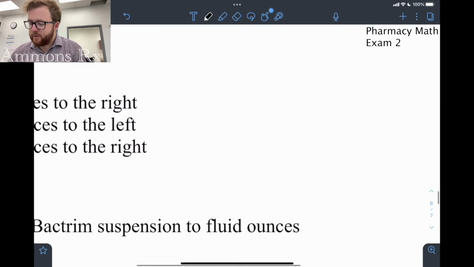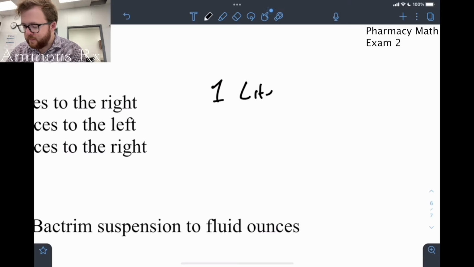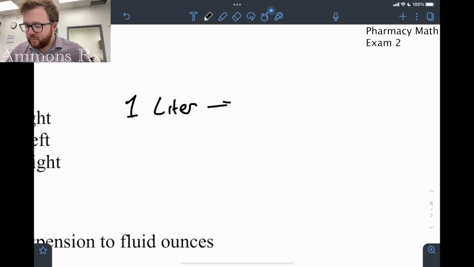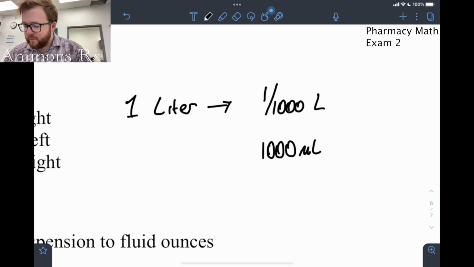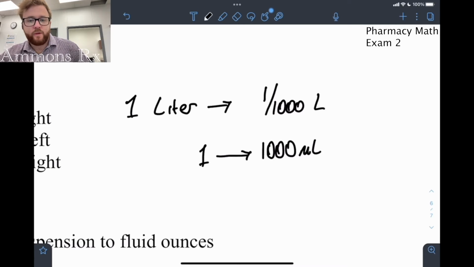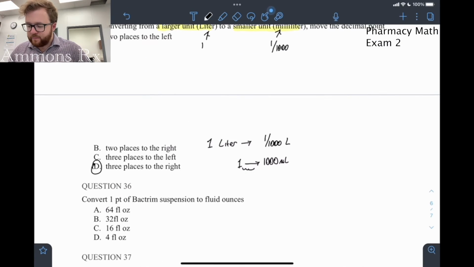So let me write that out. So 1 liter is a base unit. So to move it to a smaller unit, because a milliliter is 1 over 1,000 of a liter, so we already have our 1,000. We're moving it to 1 over 1,000, so that'll basically just turn into 1,000 milliliters. So how do we turn 1 into 1,000? Well, we can multiply it by 1,000, or we can just move it to the right 3 places, which is 1, 2, 3, turns into 1,000.